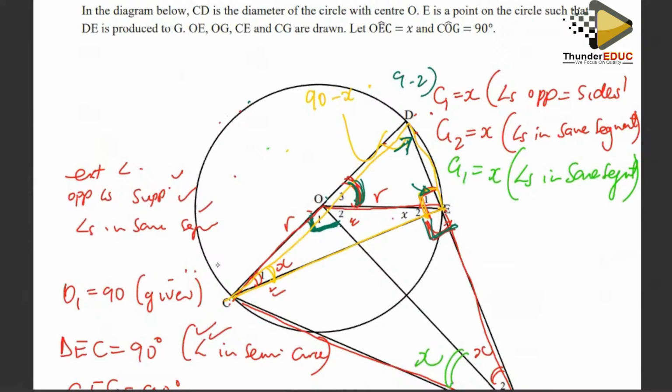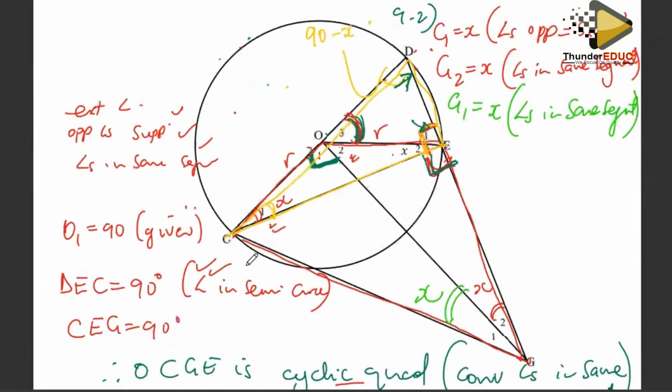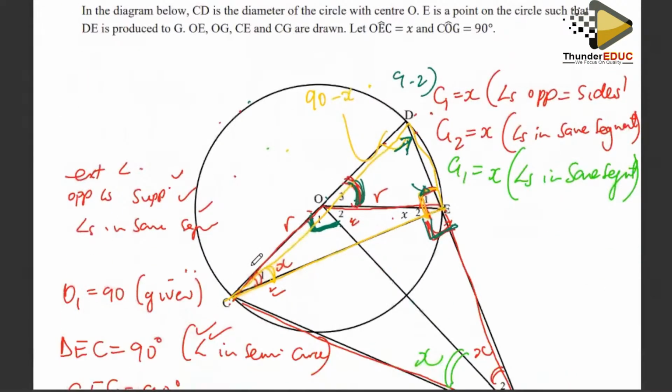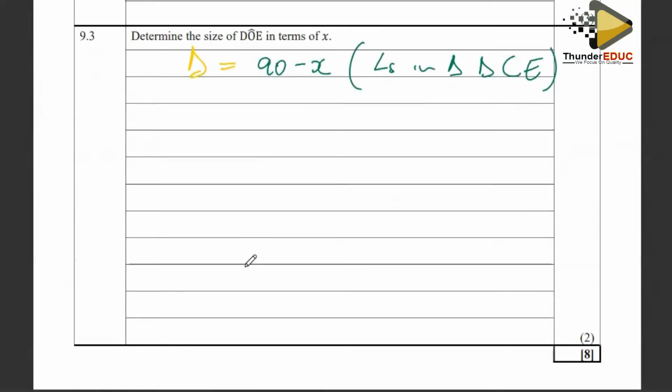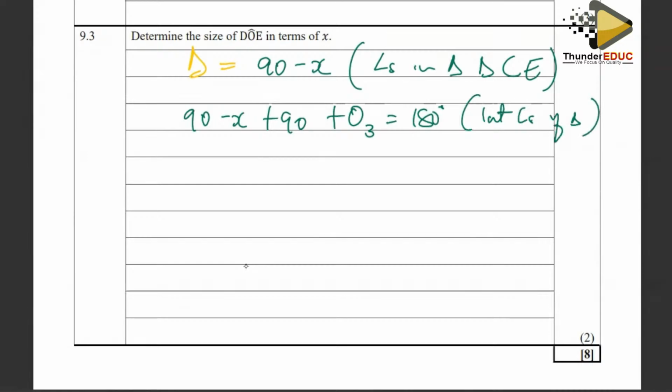Remember they said DOE, if I'm not mistaken, which is O3. So if it's 90 minus x, then I can say this 90 minus x plus 90 plus O3 gives me 180. A 90 minus x plus a 90 plus O3 should give us 180, the interior angles of a triangle. So that 180 is going to cancel out, meaning that O3 is going to be x.